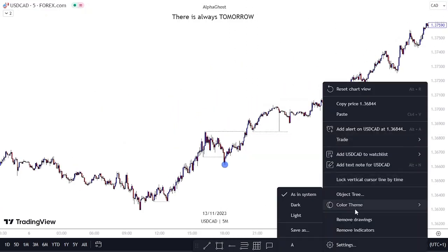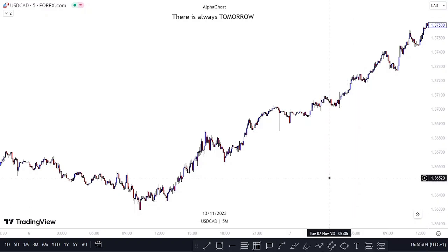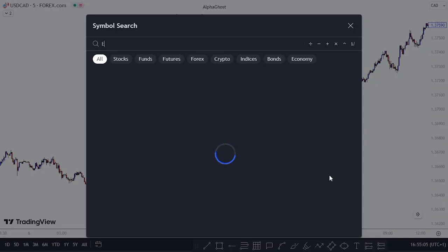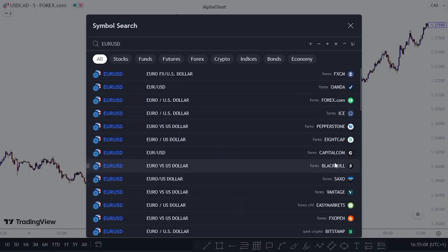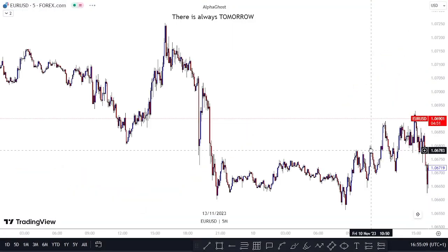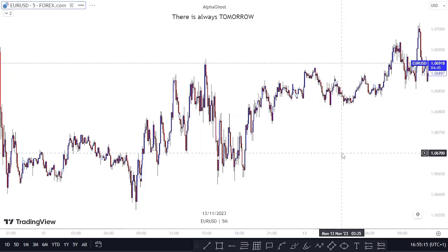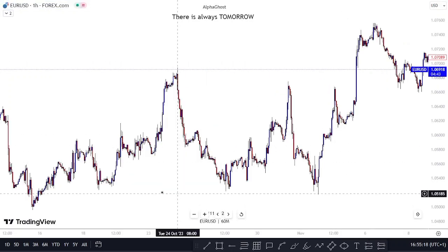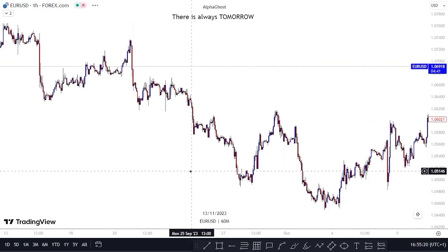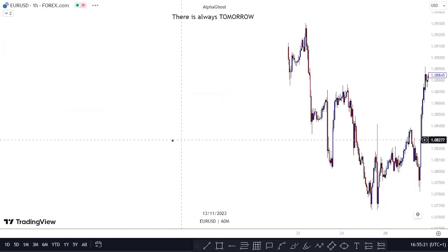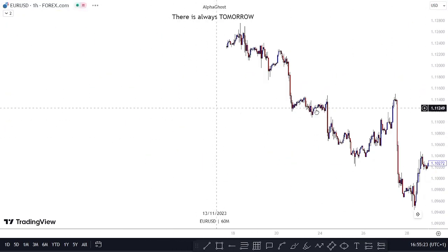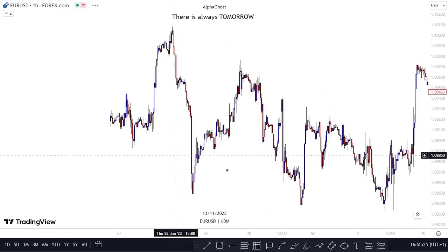Okay, let me just go and use the higher time frame or just change the pair. Let's use EUR/USD. It seems USD CAD is not in the mood. Okay, so just 1 hour. Okay, so let's get in. Let me just take this a bit far away. Okay, I think this is okay.